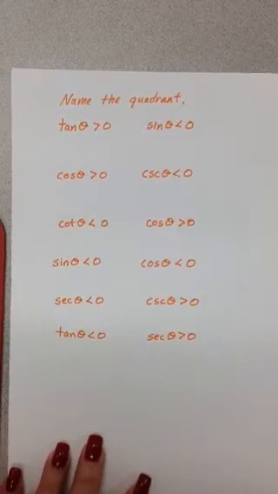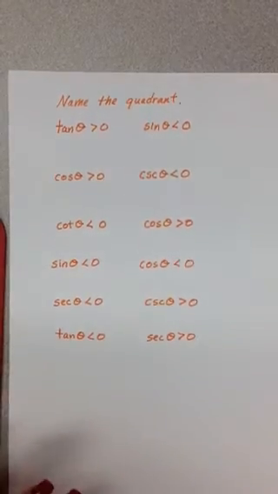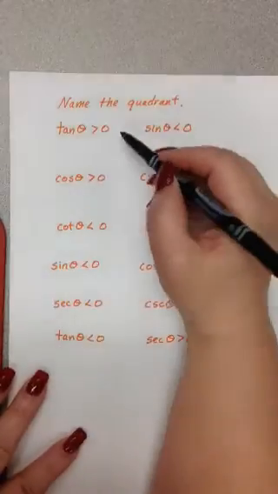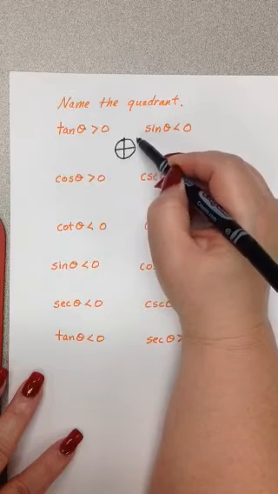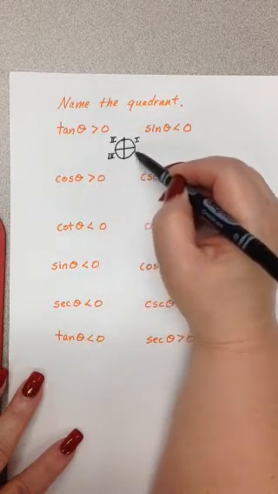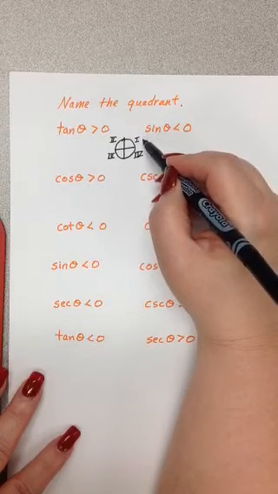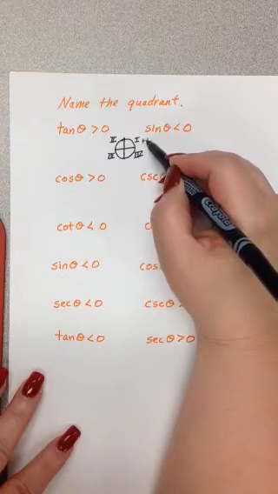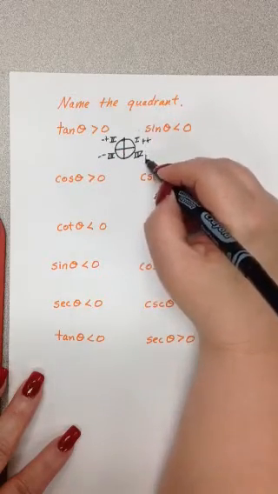In this section they ask us to name the quadrant, okay? And so I'll just draw a quick little circle here. Quadrant 1, quadrant 2, quadrant 3, quadrant 4, okay? Remember the signs in these quadrants go plus, plus; minus, plus; minus, minus; and plus, minus.